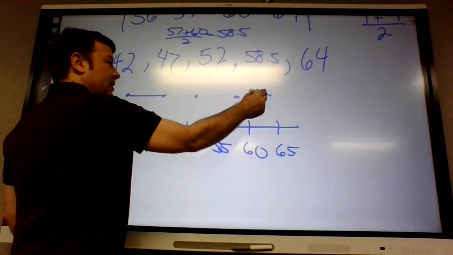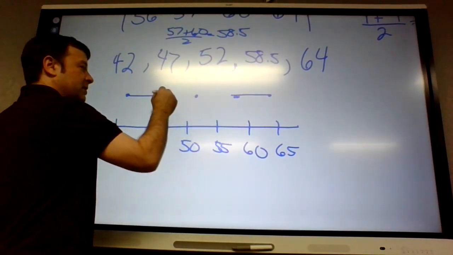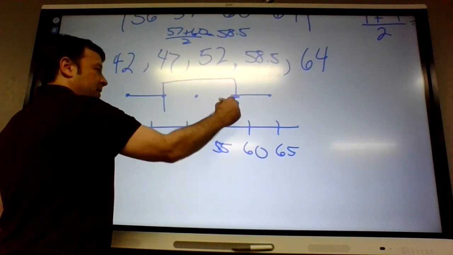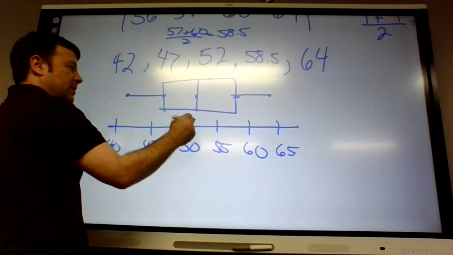So you guys remember, on the outside goes whiskers, on the inside three you put a box, and then you put a line through the middle one.